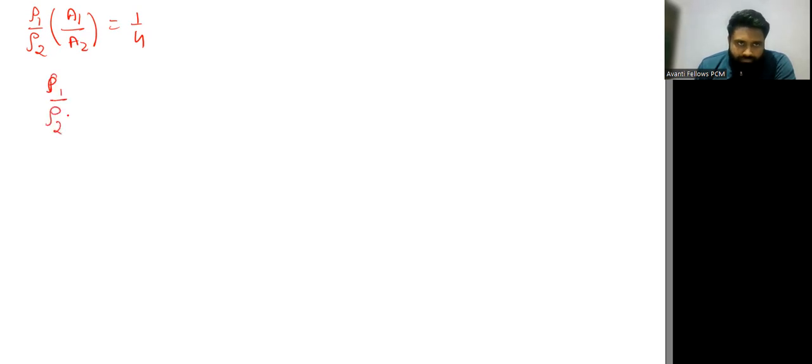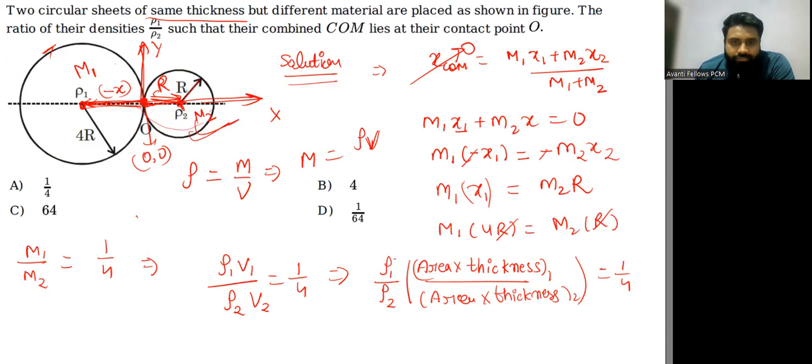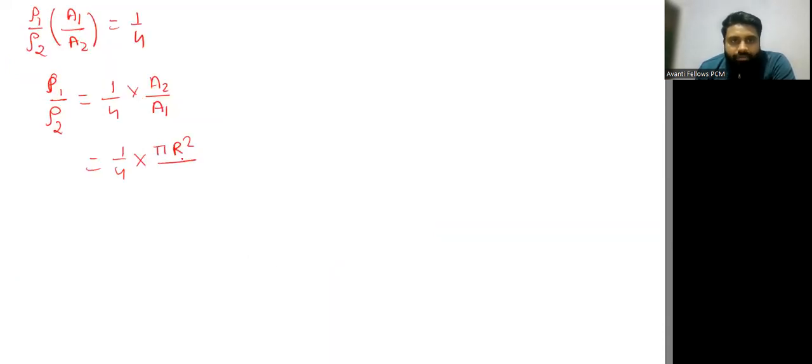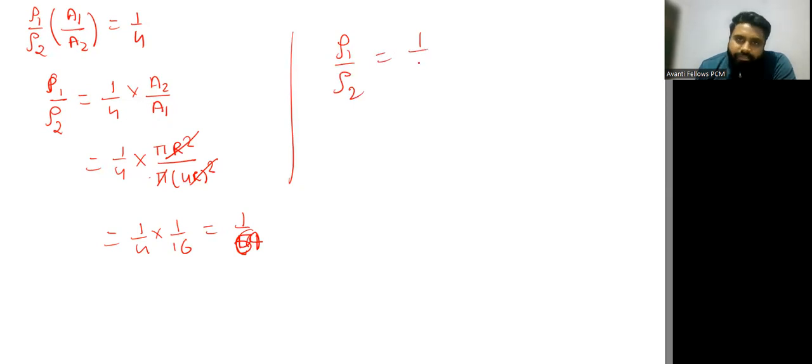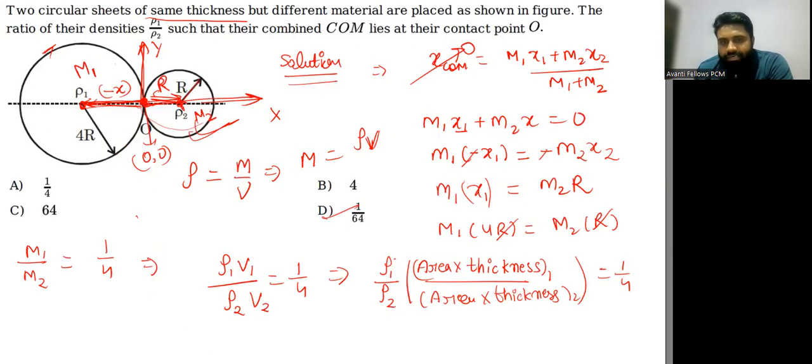Rho1 by rho2 equals 1 by 4 A2 by A1. We will take it in the RHS side, so 1 by 4 into A2. A2 is the area of this sheet. The area of this sheet will be pi r square, simple. But for A1, the radius is 4r, so it will become pi into 4r square. This pi r square and pi r square will cancel out. 1 upon 4, this 4 square will become 16 and it will become 64. So this rho1 by rho2 you will have as 1 by 64 or 1 is to 64. So this is the answer. Option D is the correct option.